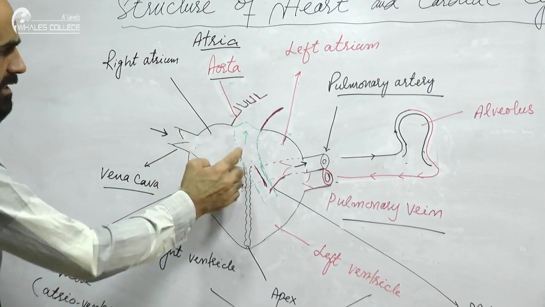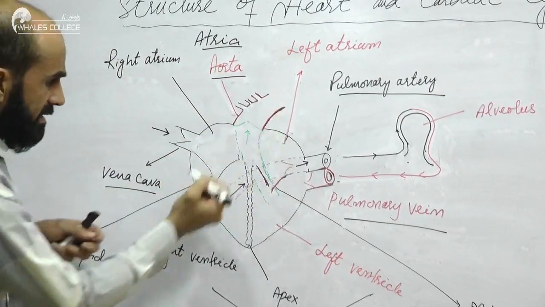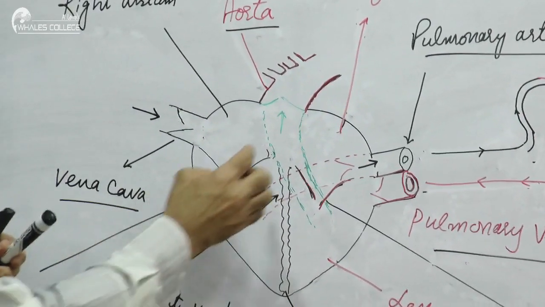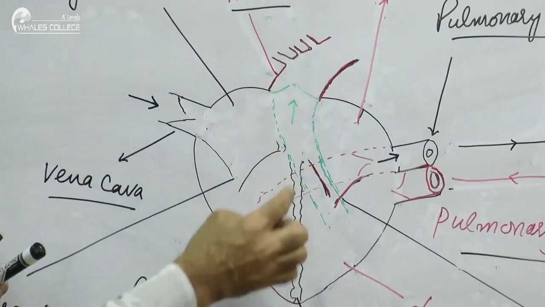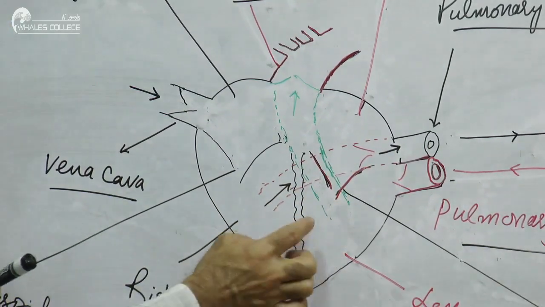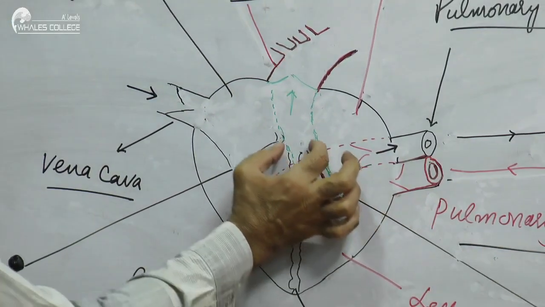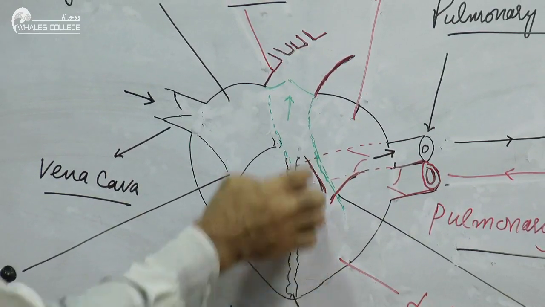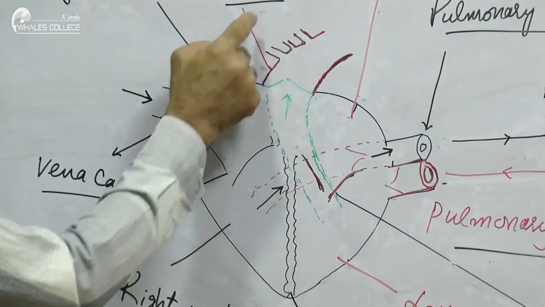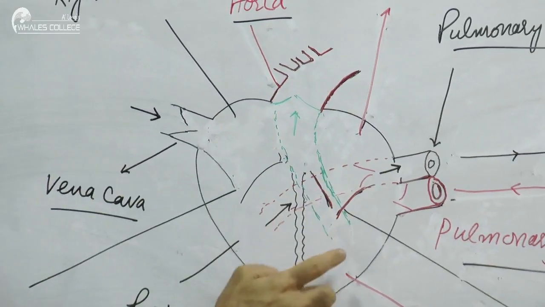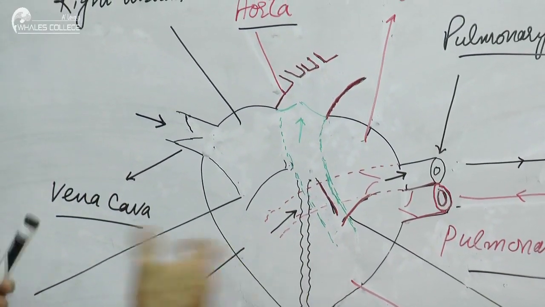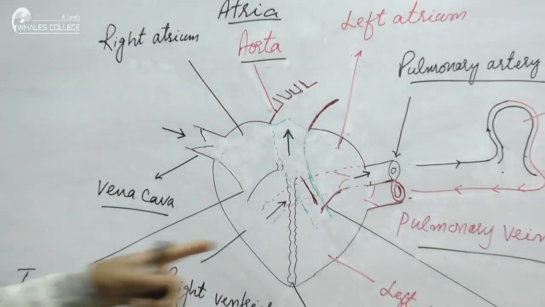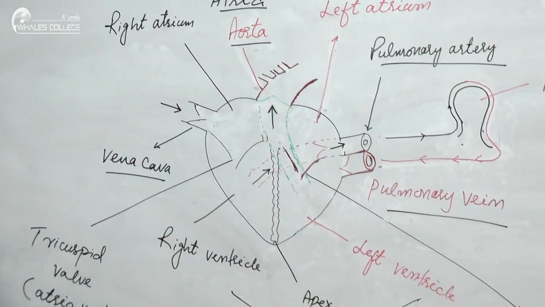Aorta is connected, you can see this aorta, and this green line is like an imaginary line which tells you how this blood vessel is connected to the left ventricle. The direction of blood flow is from the ventricle into the aorta, from the left ventricle.